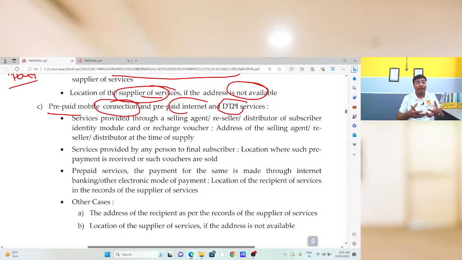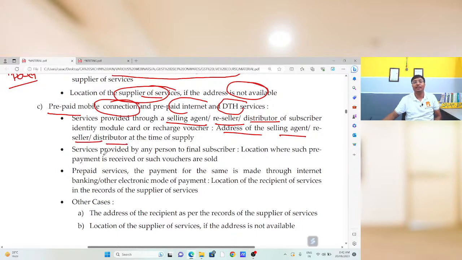In that case, if I am going to take the services from any selling agent, any reseller, any distributor, then the place of supply will be the address of the selling agent, reseller or distributor.